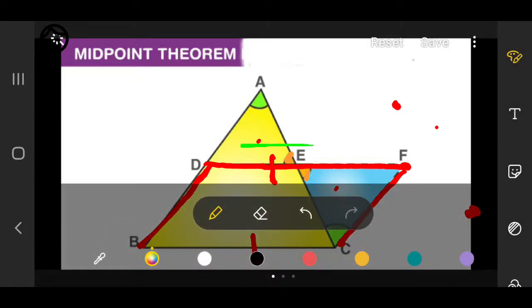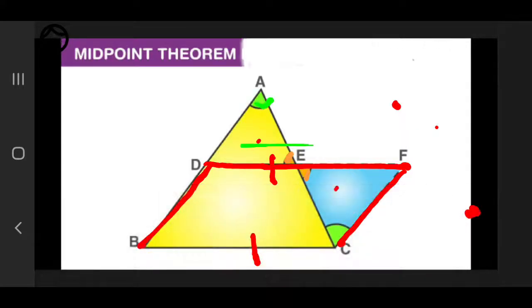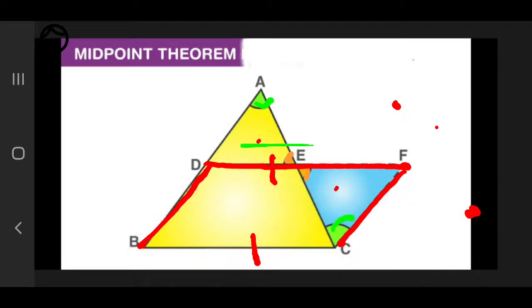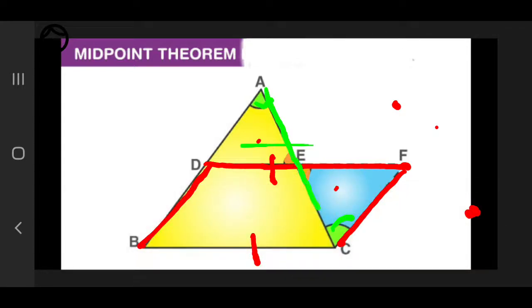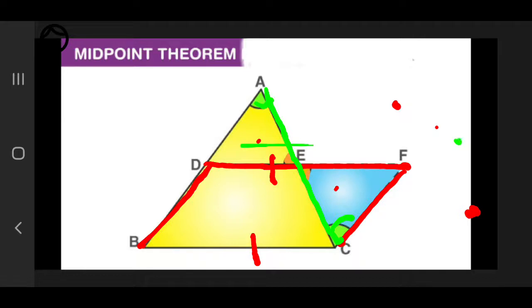Okay, and also, what about this angle A and angle C? You know that these two angles are equal because of two parallel lines. AB is parallel to FC. So AC is its transversal. This AC is a transversal, so the alternate interior angles are equal. So angle A equals angle C.